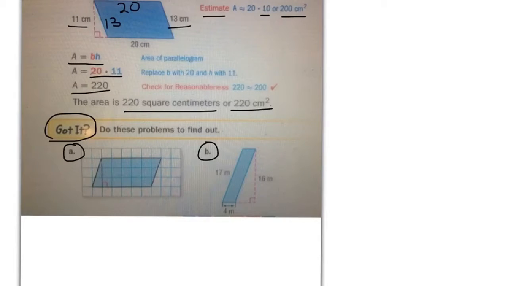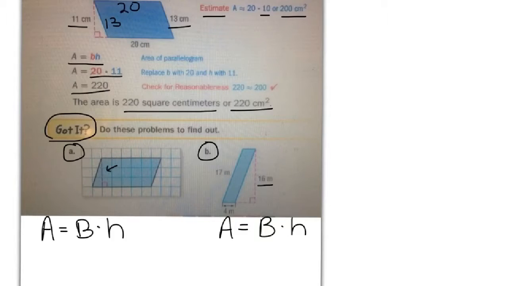I will have Porky come back and give you the answers to these two problems. Okay, what you should do to get yourself started is area equals base times height for both of them. These are pretty easy. The height is right here, so you would use the height, and then on this one the height is going to be right here, so you have to count.